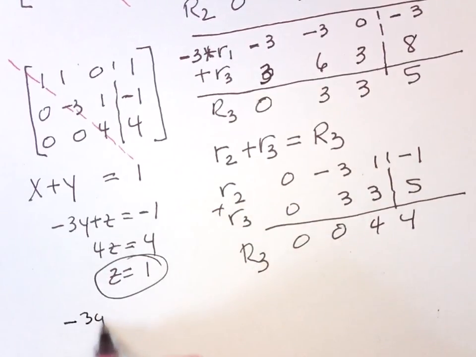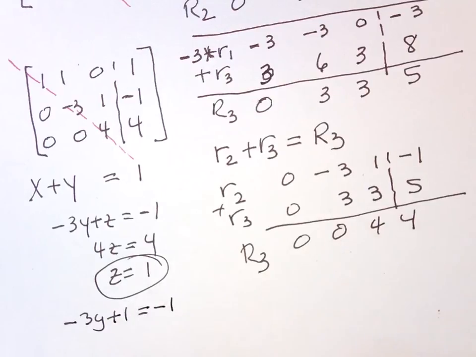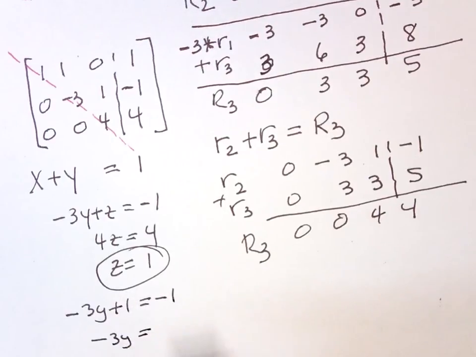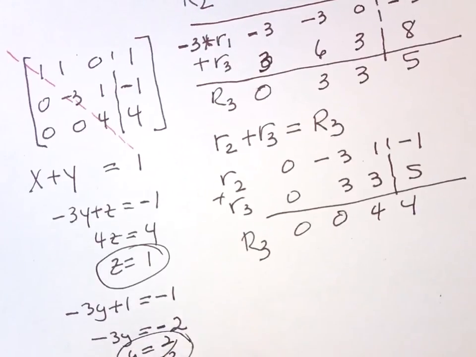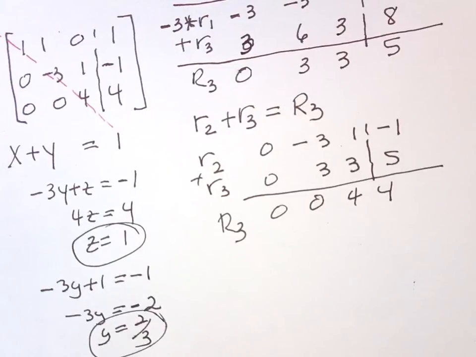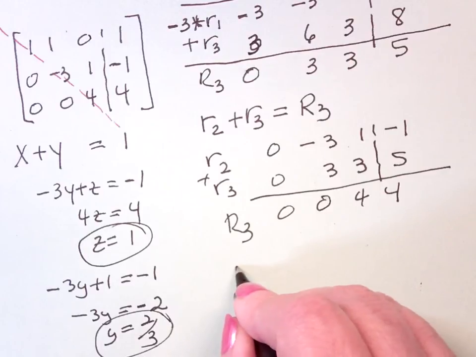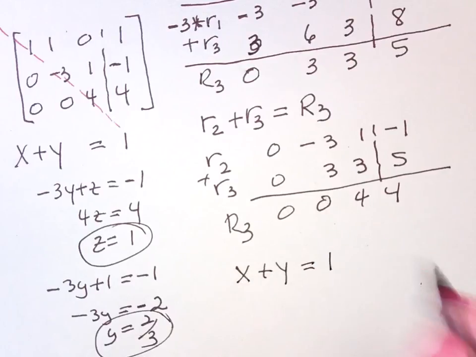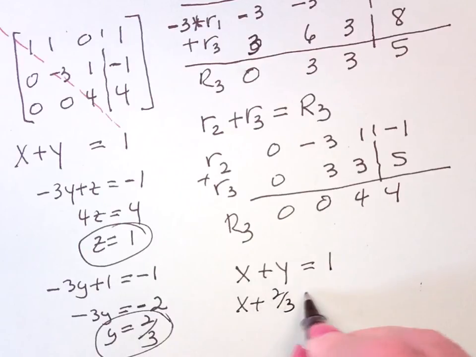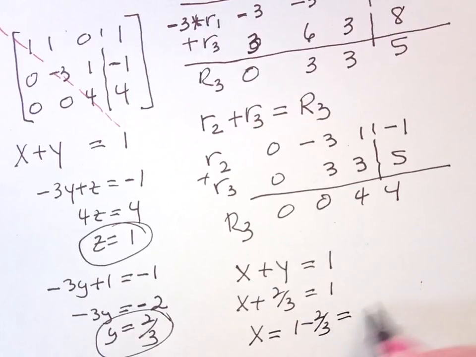Negative 3y plus 1 equals negative 1. Negative 3y, I don't like that, equals negative 2. Y equals 2/3. And, oh, that's not going to be too bad. And then we get that x plus y equals 1. X plus 2/3 equals 1. X equals 1 minus 2/3, which is 1/3.